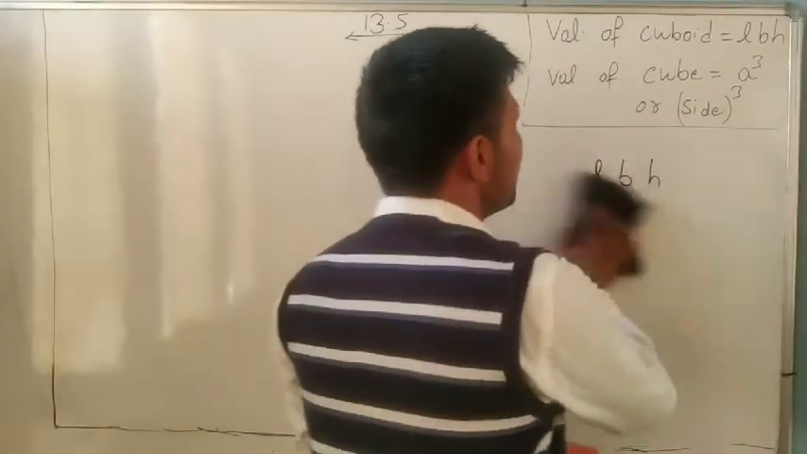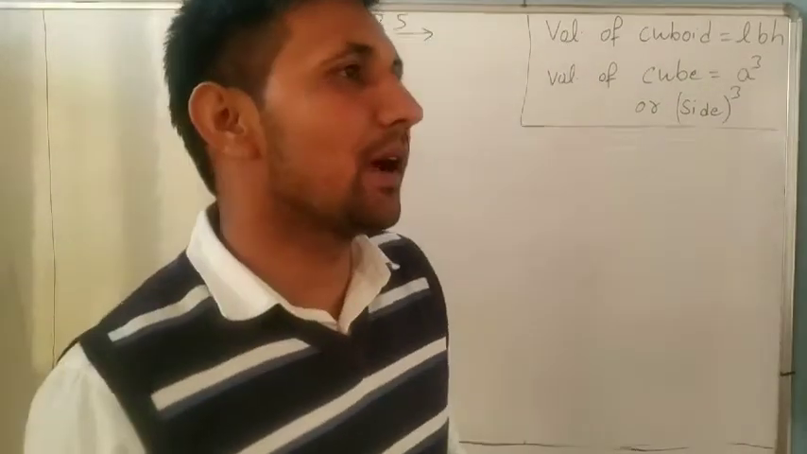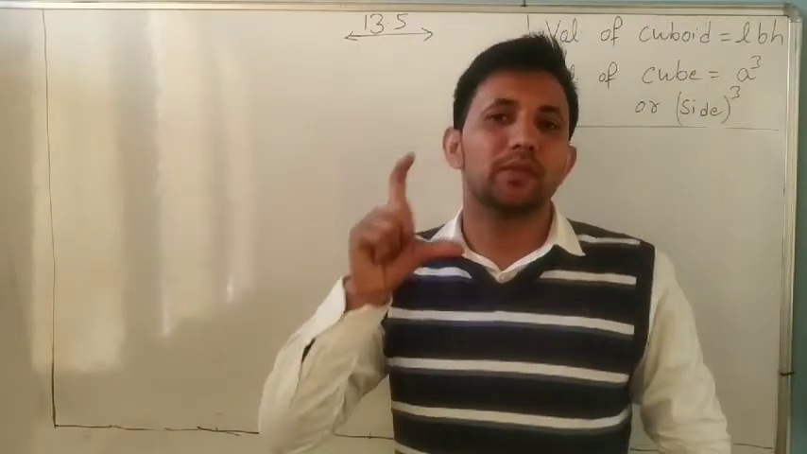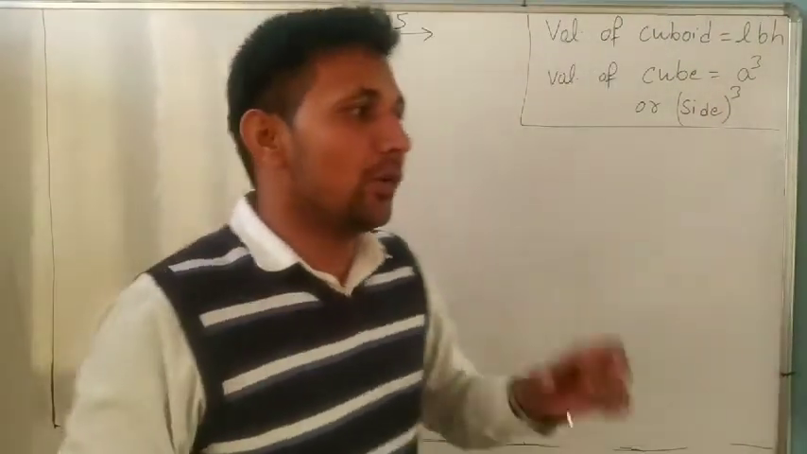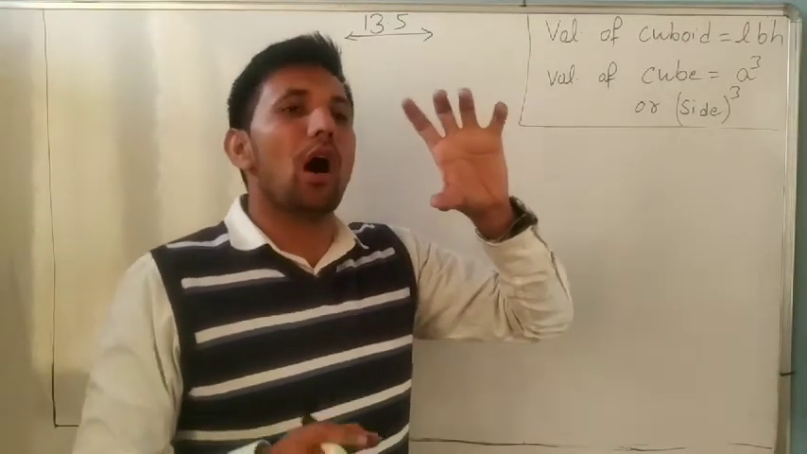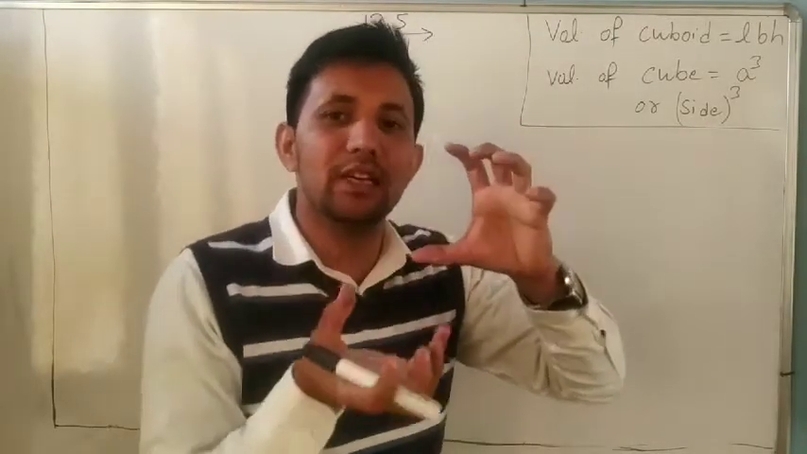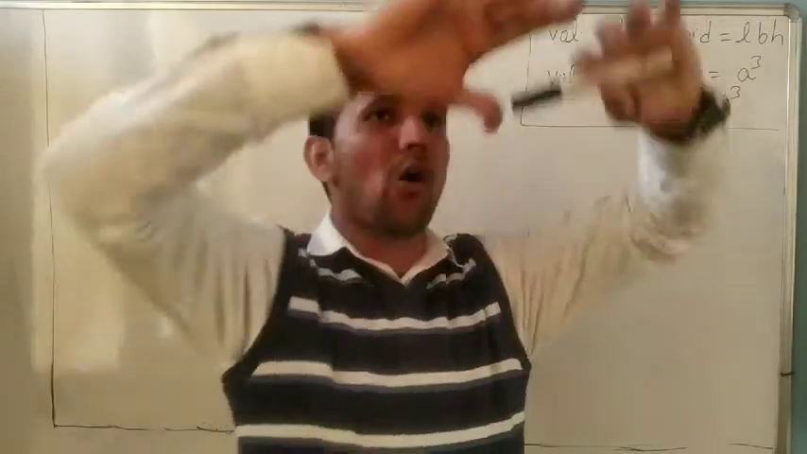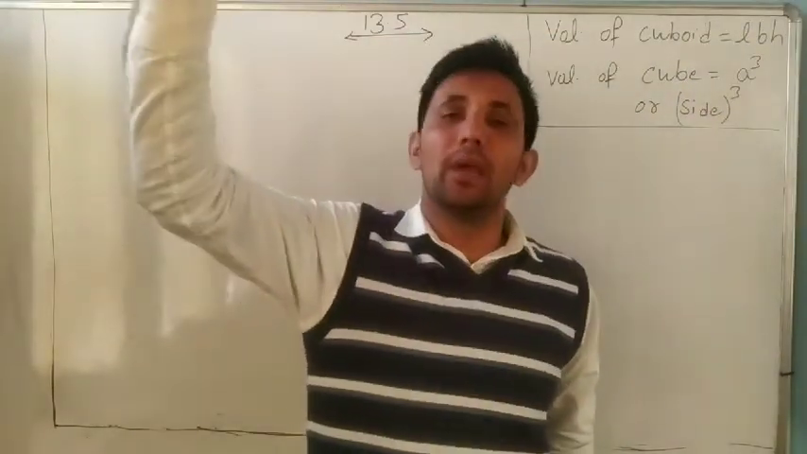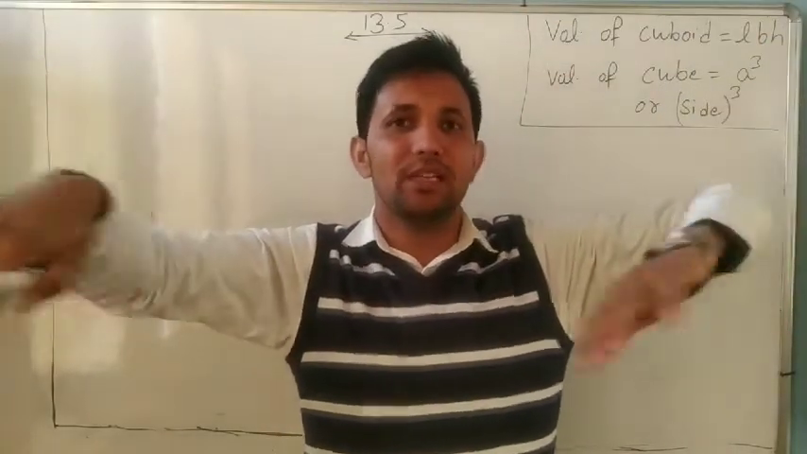And volume means the capacity of this cube. Always remember, volume means the capacity of the figure. Capacity means, suppose whenever we drink water, we take the water in a glass. So it means how much water we can hold in a glass. That is volume. Volume means how much space is occupied by this cuboid. Suppose where I am moving my hand, that is volume. So volume is space.